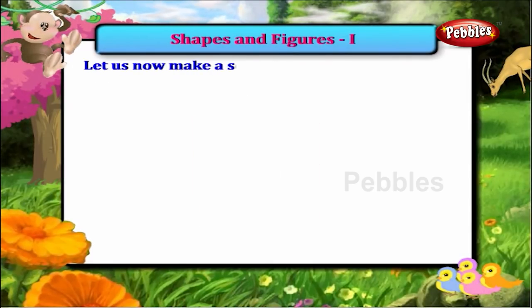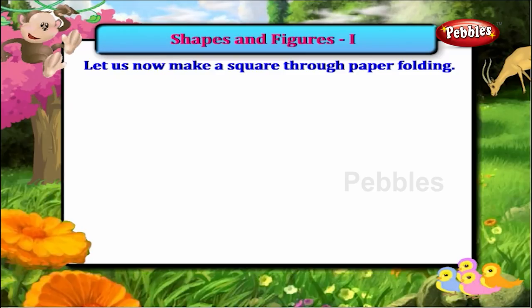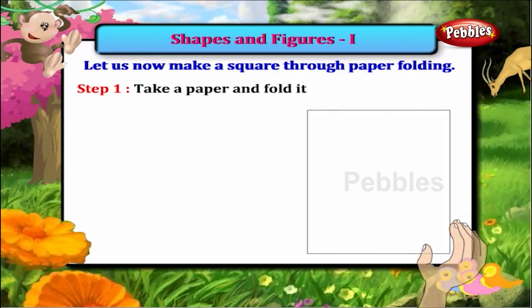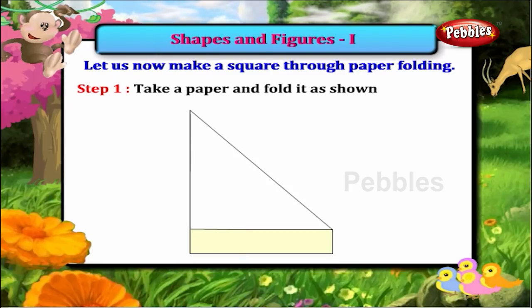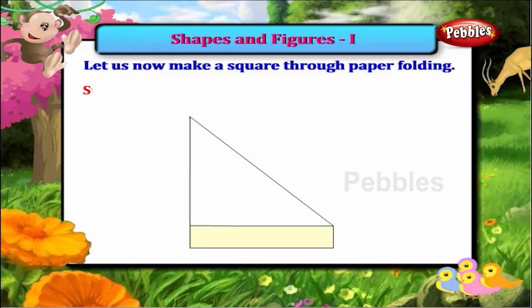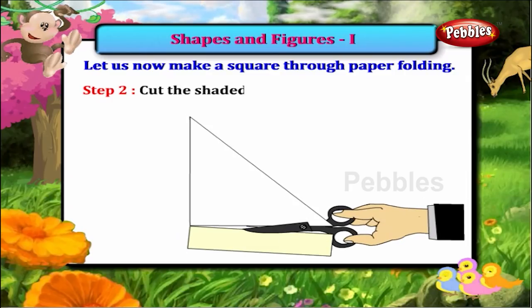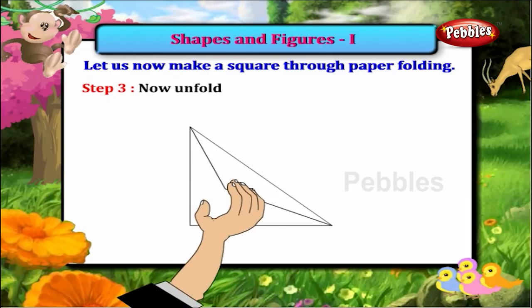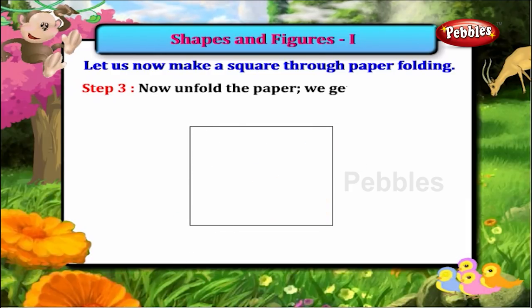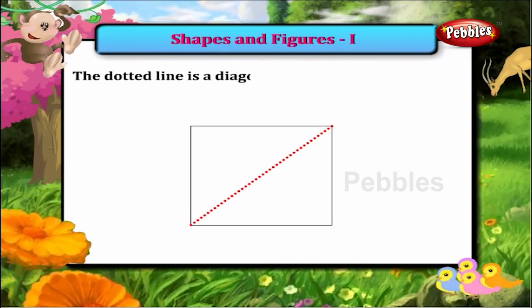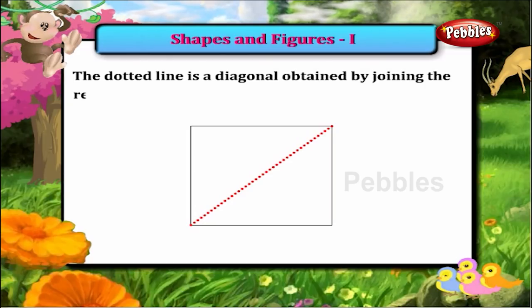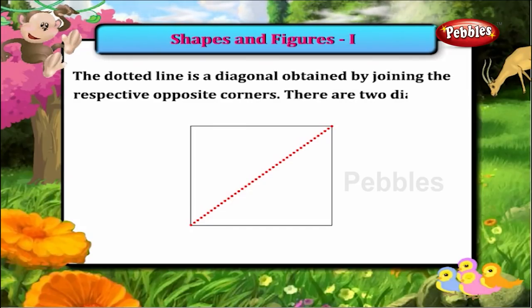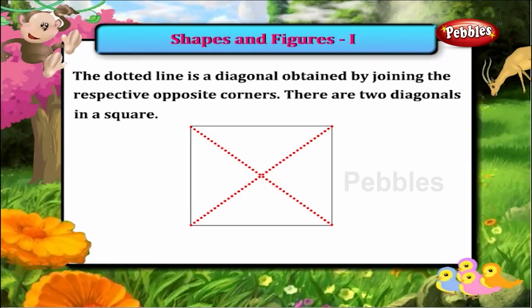Let us now make a square through paper folding. Step 1. Take a paper and fold it as shown. Step 2. Cut the shaded portion. Step 3. Now unfold the paper. We get a square. The dotted line is a diagonal obtained by joining the respective opposite corners. There are two diagonals in a square.